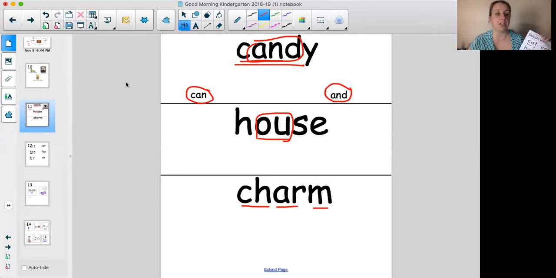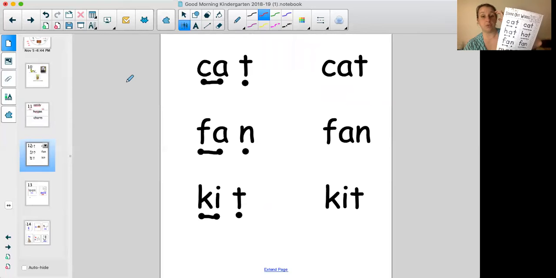Now I'm going to switch the page here just so you can see. I kind of just drew in here what this does. All right, so if you look on the screen here, you see two dots that are connected by a line. That's because I want you to blend the first letter and the vowel together, okay? So instead of going k, ah, we're going to go ka, okay? Ka, and then you slap on that last sound.